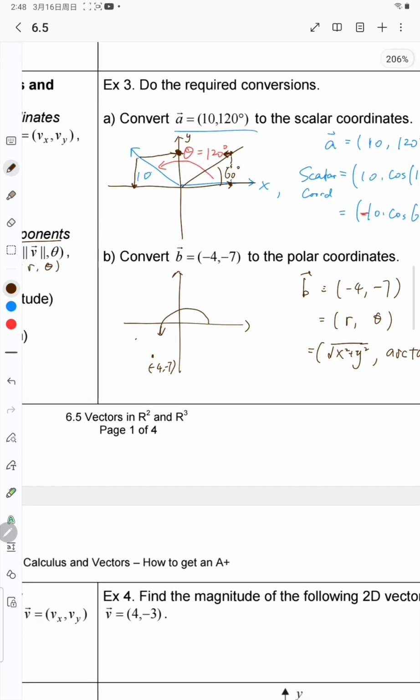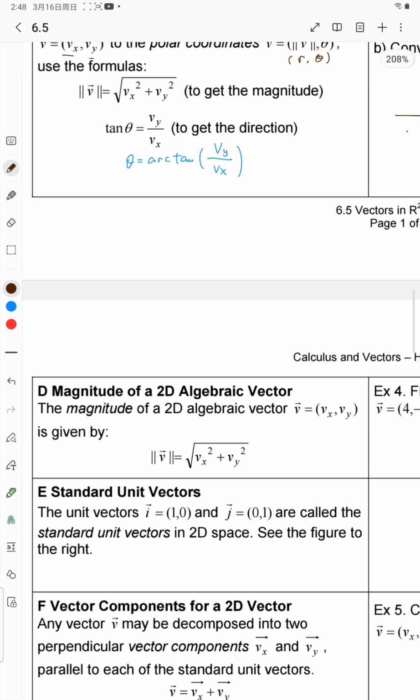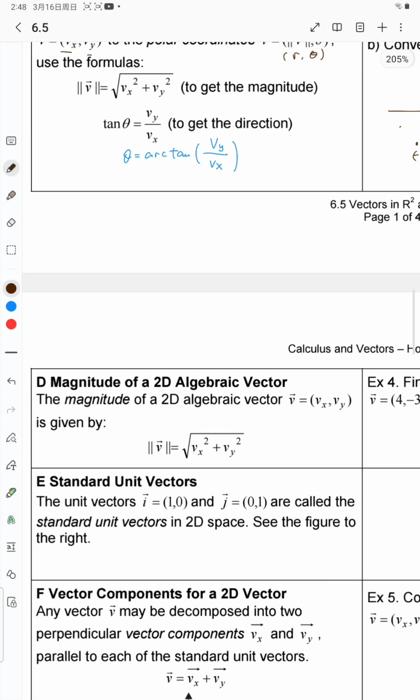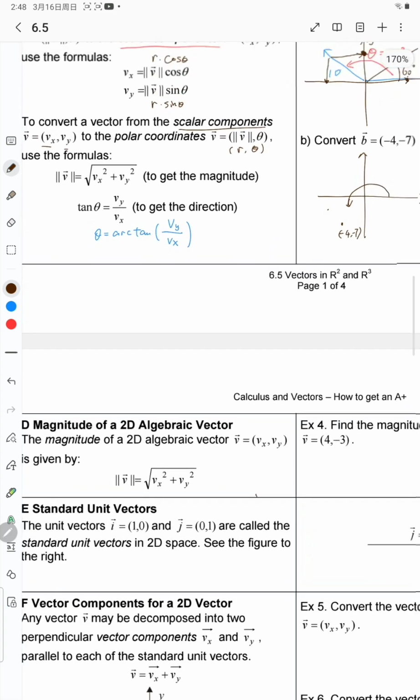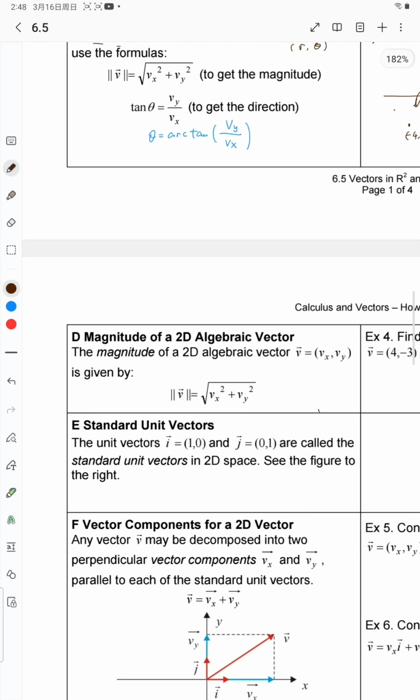Okay, so all right, let's see what else. The magnitude, again, the magnitude of a 2D algebraic vector, I think it's the same, right? Just what we talked about, over and over again. And we also talk about this, right?